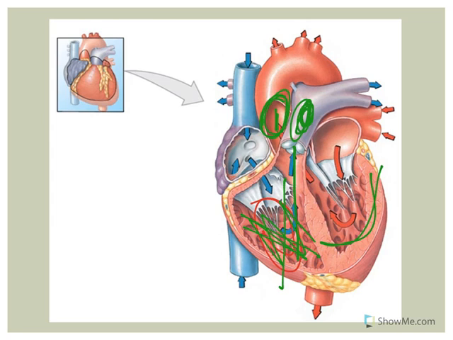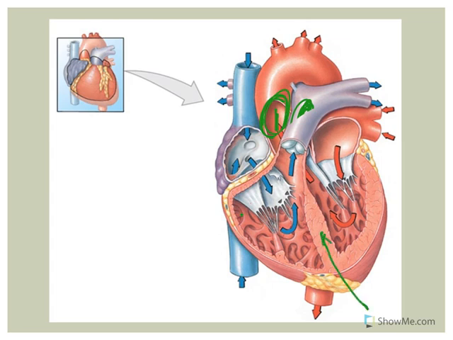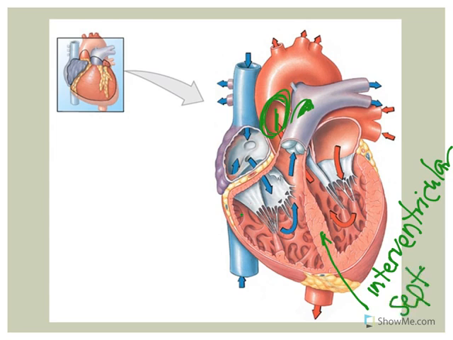Now, structurally, there's some differences between them. So just on this picture, what you're going to notice is there's a difference in thickness. Now, what I want to mention right here is this is referred to as the interventricular septum. So it separates the two ventricles. The interatrial septum, which you can't see on this picture, separates the left atrium and the right atrium.